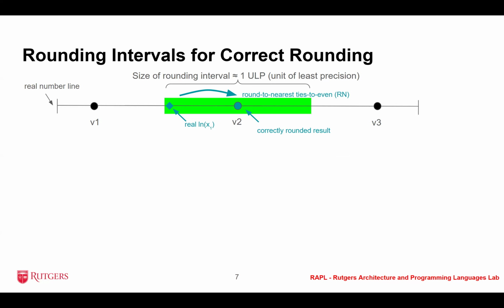The key takeaway here is that your approximation can incur up to 1 ulp of error relative to the real result and still produce the correctly rounded result, so long as its output is within this rounding interval. Now let's contrast this behavior against approximations that produce values outside the rounding interval. Suppose you were able to obtain a very accurate approximation of the log function that induces only a small amount of error for the input x1.